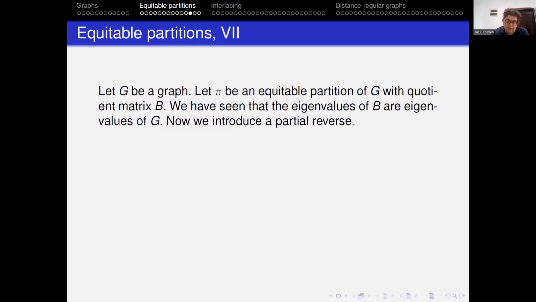Okay, let now T be a graph. Let pi be an equitable partition of T with quotient matrix B. We have seen that the eigenvalues of B are eigenvalues of T. Now we give a partial reverse. This is an unpublished result, but I think it is a very useful result.